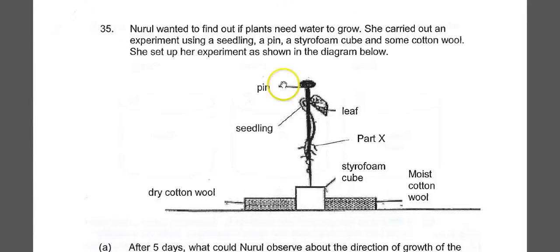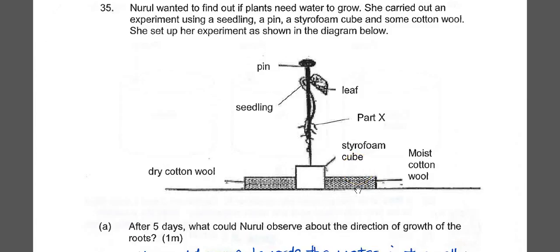Nuru wanted to find out if plants need water to grow. She carried out an experiment using a seedling over here, twirling around the pin onto the styrofoam cube. This is a styrofoam cube. She poked the pin there, and this thing stands here. And there's some cotton wool below here with water, not at the styrofoam but here. So she set up this little experiment like this. This part is dry cotton wool and this part is wet cotton wool.